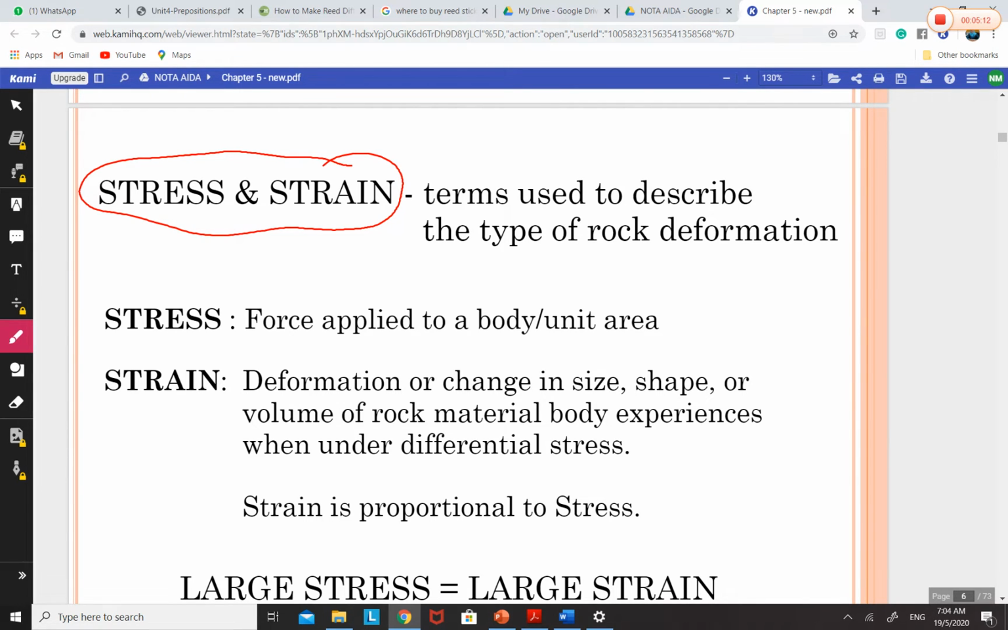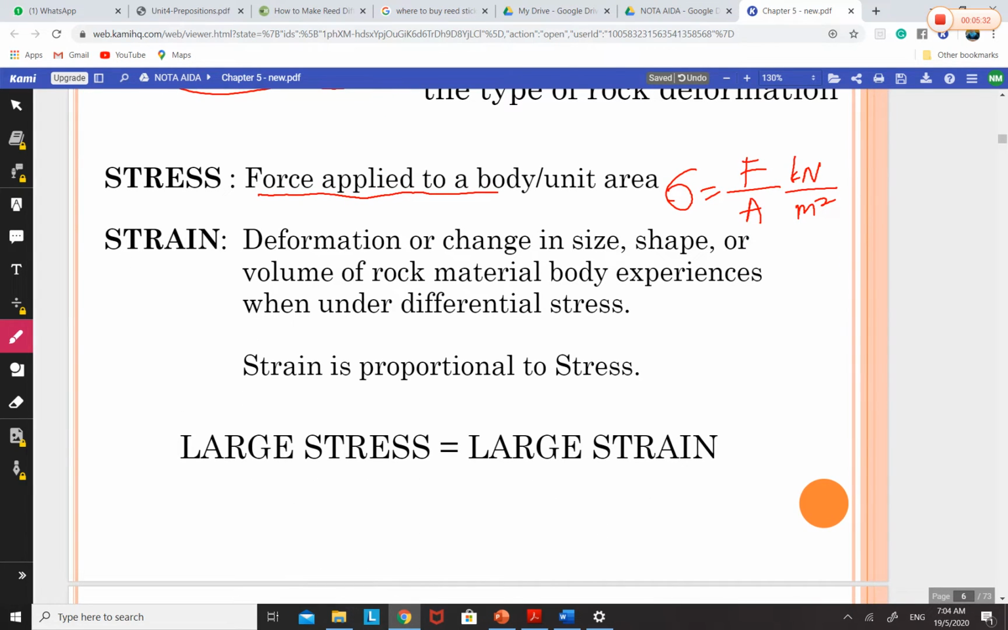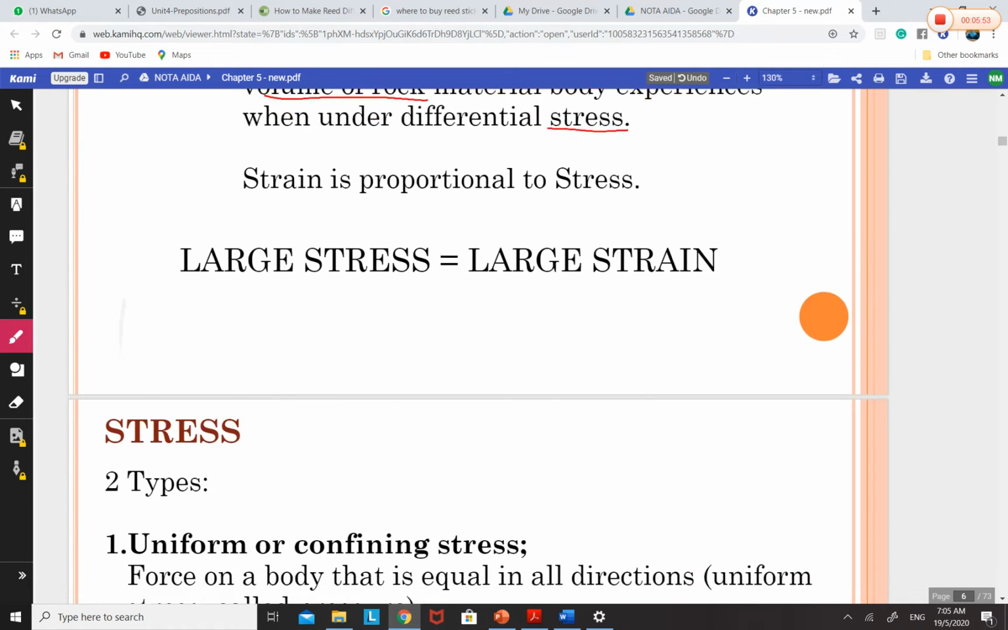So what is stress? Stress is the force applied to a body over unit area. Force over area is the same as stress. The unit is normally kilonewton per meter square. And what is deformation? Change in size, shape or volume when the material body or rock experiences stress. Strain is proportional to the stress. Large stress will result in large strain.